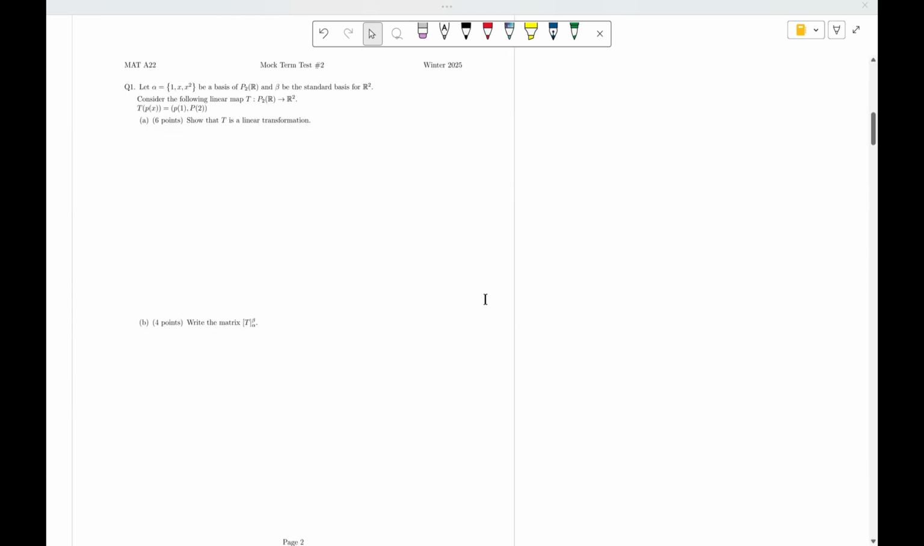So our first question, we have: let alpha be the set {1, x, x squared}, and this is a basis of polynomials of degree at most 2, where the coefficients are real numbers, and beta be the standard basis for R2. The standard basis means that beta equals the set {E1, E2}. And remember, E1 is (1, 0), and E2 is (0, 1).